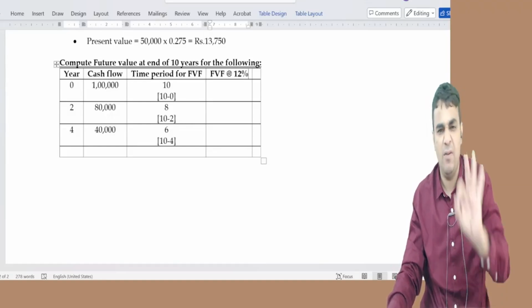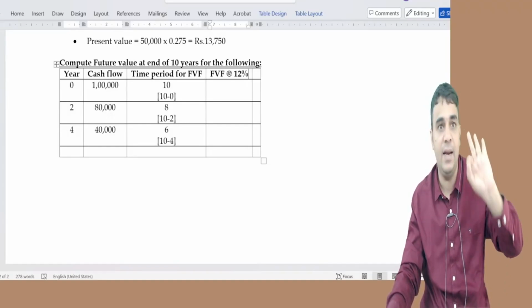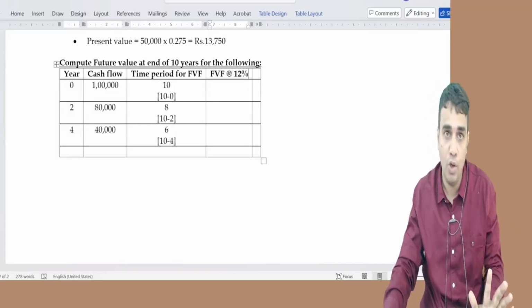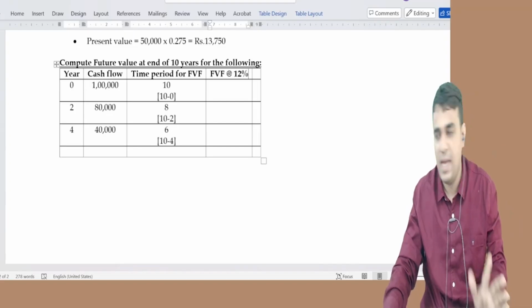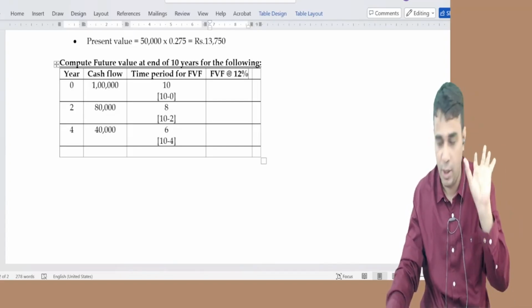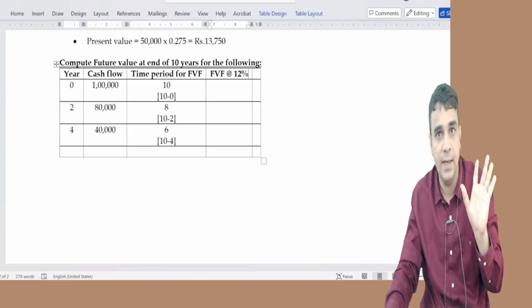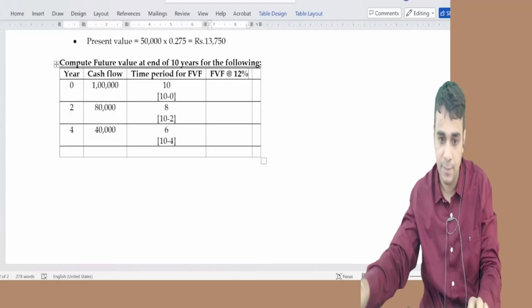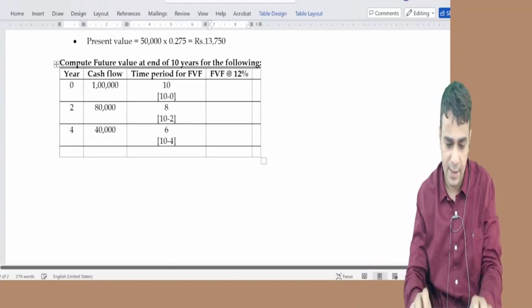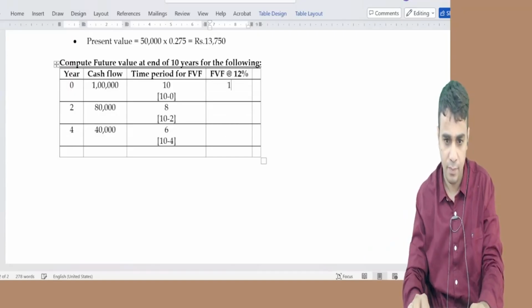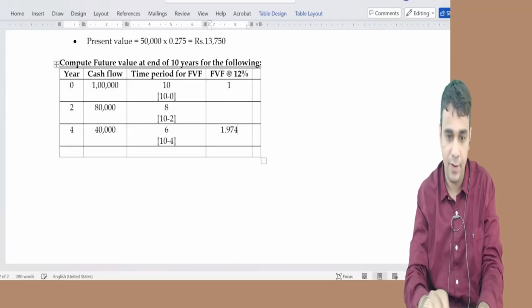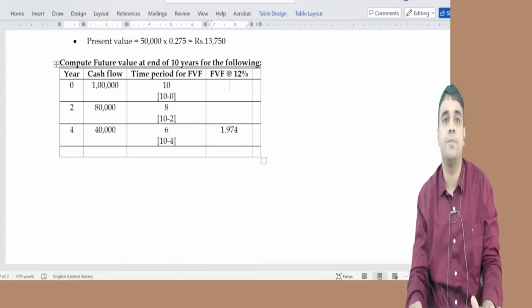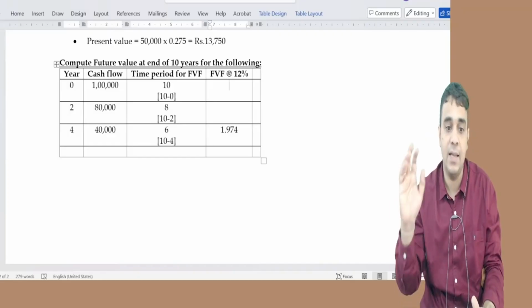How many decimals? Let's do 3 decimals. That is consistently being done in exam questions. 3 decimals. I'll repeat again. 1.12 into 1. There are other ways of doing it, whatever way you do, I'm not bothered about that. First year factor, second year, third year, fourth year, fifth year, sixth year. What is the sixth year factor? 1.974. Leave the number in the calculator. Don't do anything in the calculator. Any doubts on this? Press another equal 2 times.